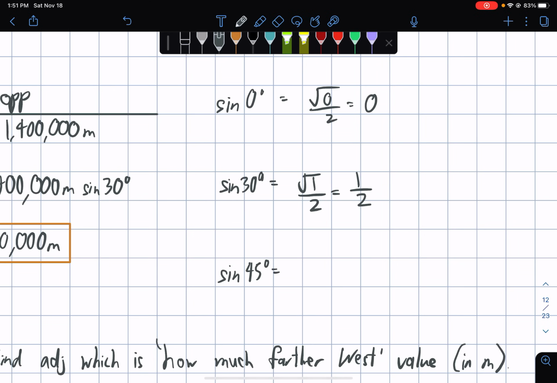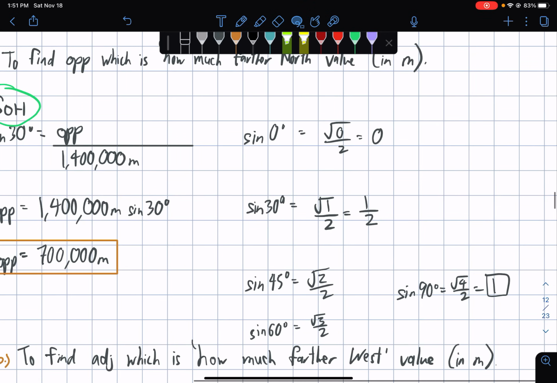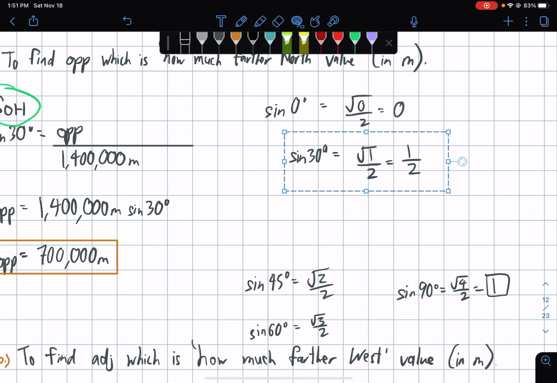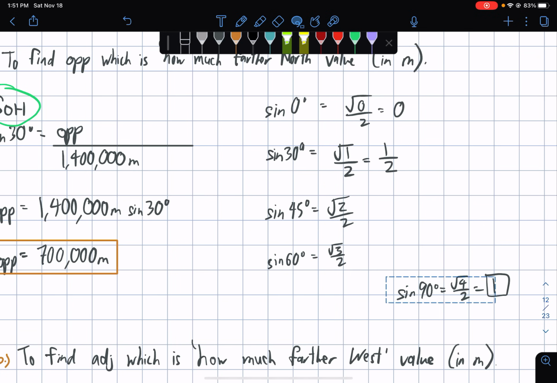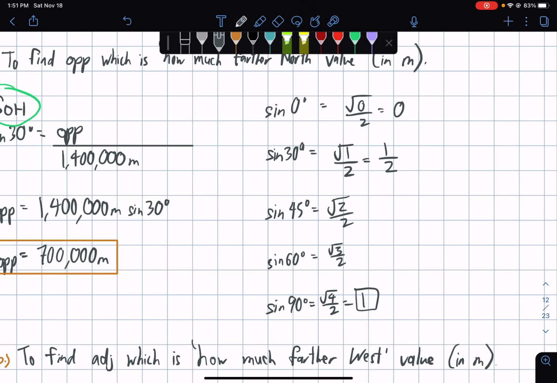It's basically a chart that you memorize. All the common trig values. For example, another one. Sine 45 degrees is the square root of 2 over 2. And sine 60 is square root of 3 over 2. Sine 90 is equal to square root of 4 over 2, which is 2 over 2, which is 1. So as you can see, I'm gonna make another video for this if I have enough time, but let me explain how I memorize these.